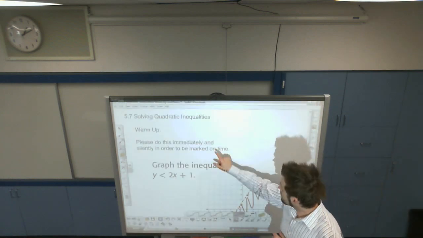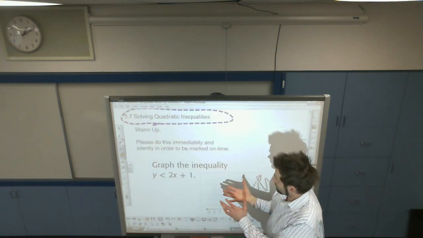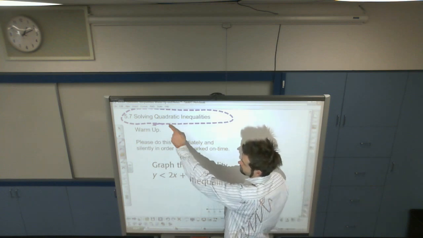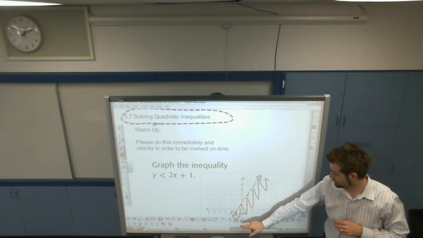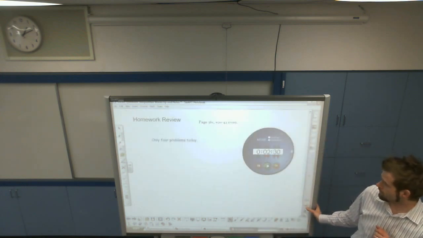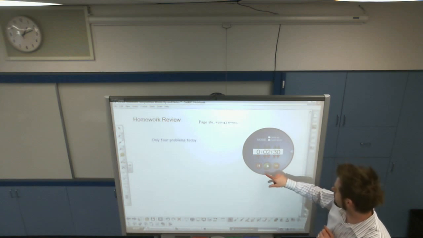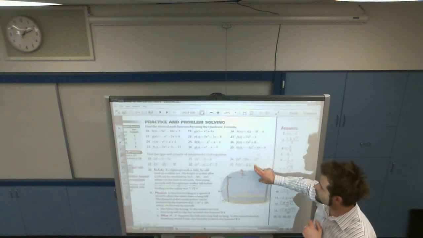Okay, what we're doing today, you can see the name on the screen. This section is 5-7, solving quadratic inequalities. It's going to be very similar to what just happened, except our shape is going to be a parabola instead of a line. Other than that, not much is going to be different, which is going to be nice. Now, your homework, briefly. Ignore that. I don't want to go over very much because we've done so much in this homework review already.